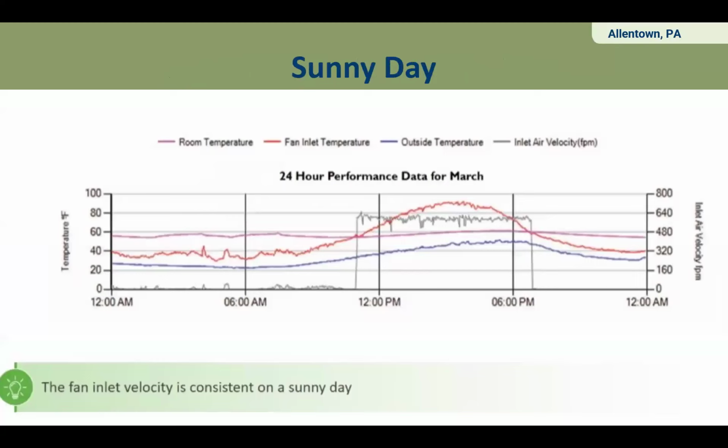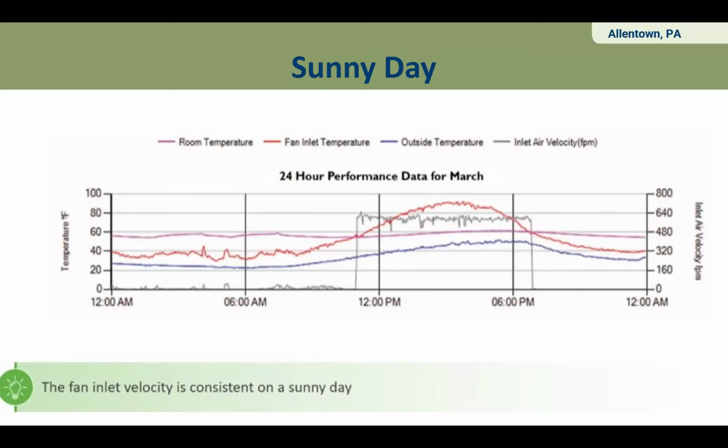On a sunny day here, this is, I believe, in a January temperature range for this facility, but you can see here you've got a number of lines. So the magenta line is the room temperature. What's the indoor air temperature? Then you've got the red line for the fan inlet temperature. So that's the air behind the transpired solar collector. The blue is the outdoor air temperature. And then the gray line there is the inlet air velocity, meaning is the fan on or is it not?